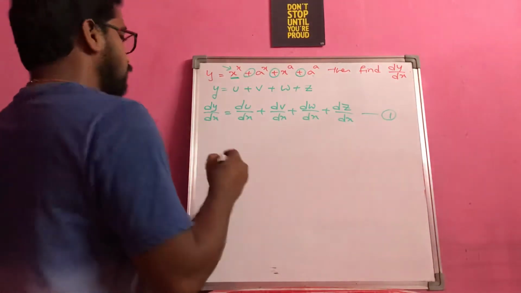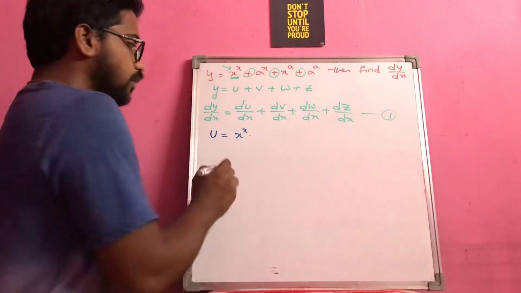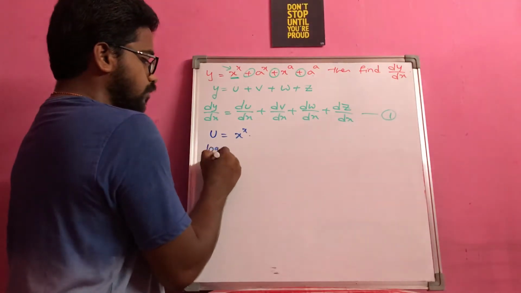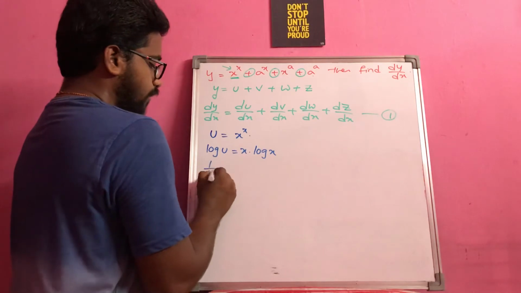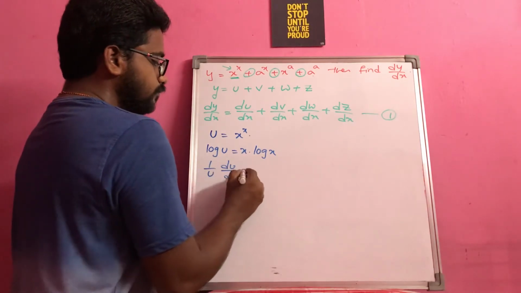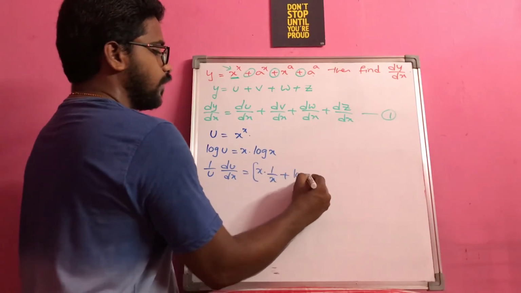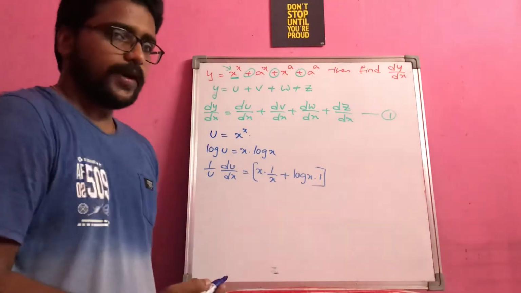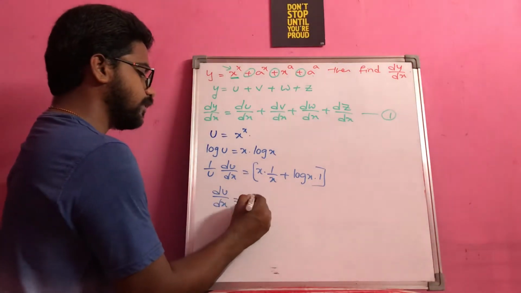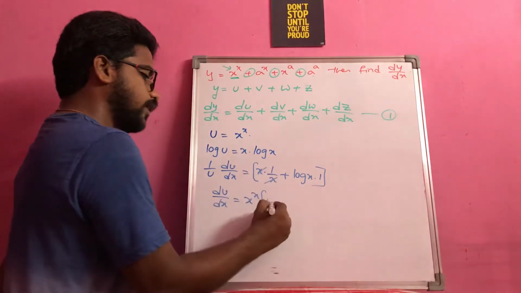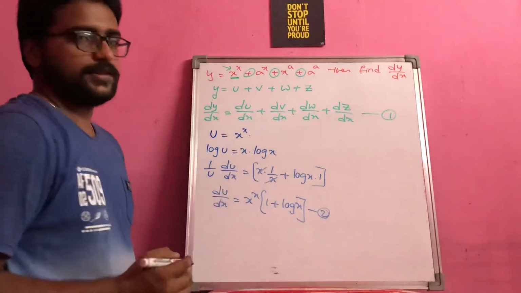Now let us see the first one. U is equal to x power x. So it is of the function power function, apply log: log u is equal to x into log x. Now apply differentiation, x into log x, differentiation is 1 by x, log x into x differentiation is 1, right? So du by dx is equal to, u is nothing but x power x, this is 1 and then plus log x. This is my second result.